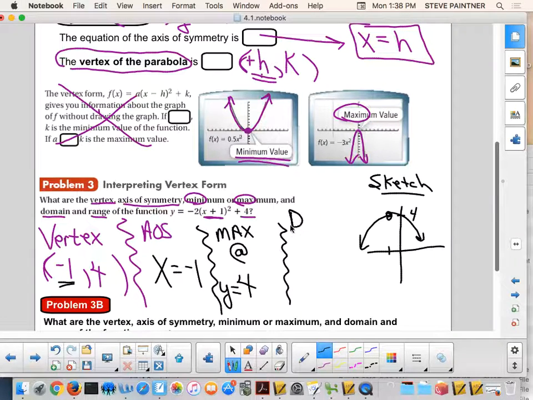Domain. Do you guys remember domain? Those are the x values that get answers. What x values got answers? Okay, 0 got an answer. Look, right here. 0 gets an answer right there. How about did 2 get an answer? How about did 10 get an answer?